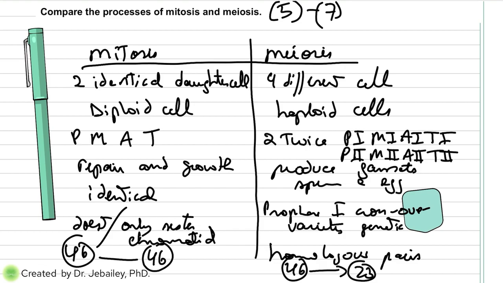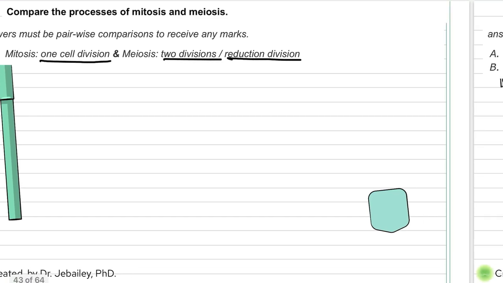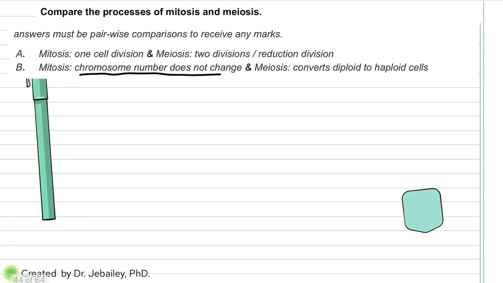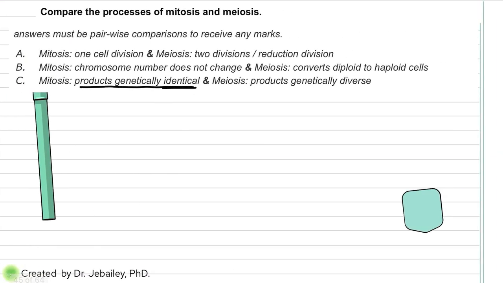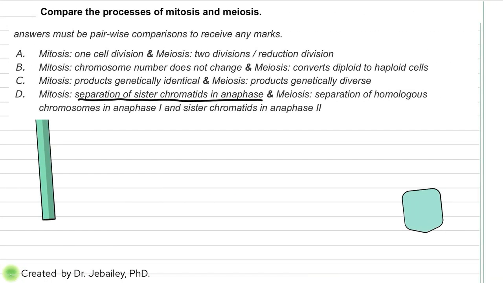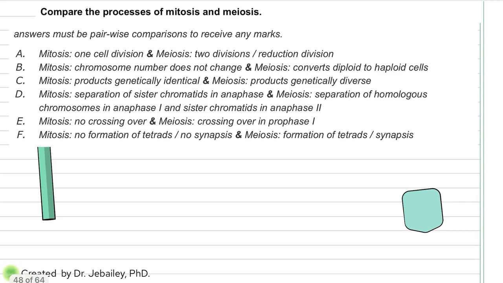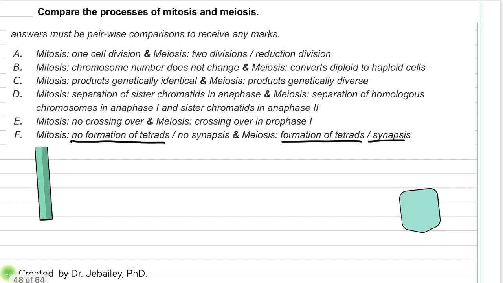So let's look now at what mark schemes we have for this. The first one is mitosis has 1 cell division, meiosis has 2. So that's one of the things we said. My chromosome number does not change, while in this one you're going from diploid to haploid. Mitosis produces genetically identical cells, and these ones are diverse, they're different. Separation of sister chromatids in anaphase, while in meiosis you have homologous chromosomes separating during anaphase 1 and sister chromatids in anaphase 2. Mitosis has no crossover, meiosis has crossover in prophase 1. There is no formation of tetrads in mitosis, and there is formation of tetrads and synapsis in meiosis.